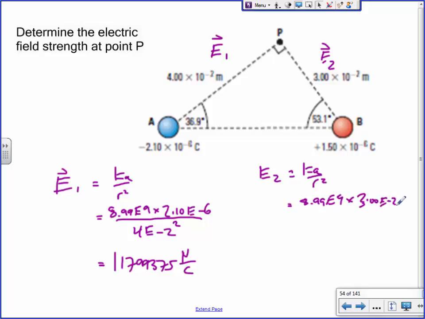3.00 times 10 to the minus 2 all over. Shoot, I screwed that up, didn't I? The distance, the charge, there it is, 1.50 times 10 to the minus 6. 3.00 times 10 to the minus 2 squared.